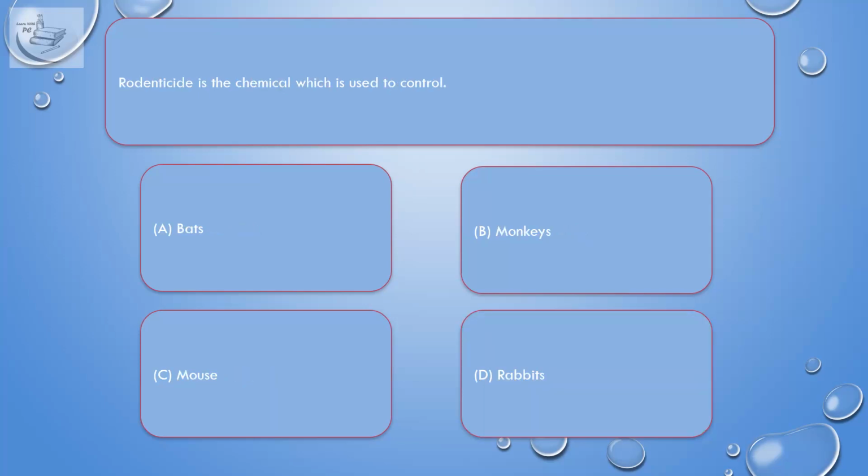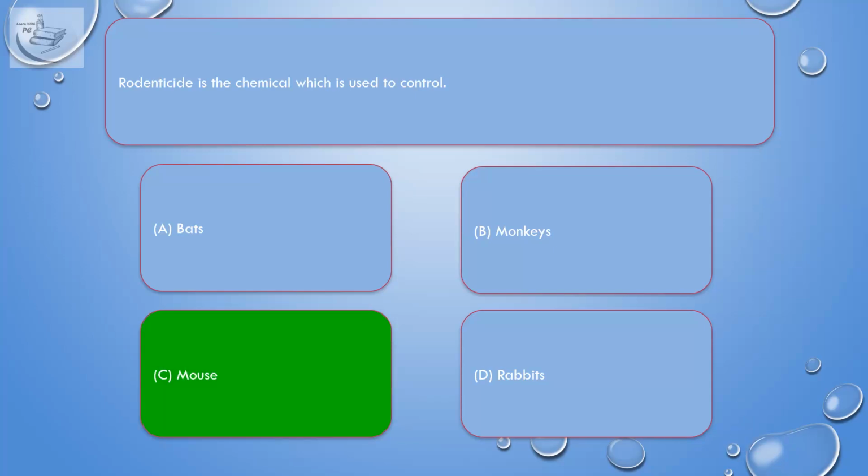Question: rodenticide is the chemical which is used to control A. Bats. B. Monkeys. C. Mouse. D. Rabbits. Correct answer is C. Mouse.